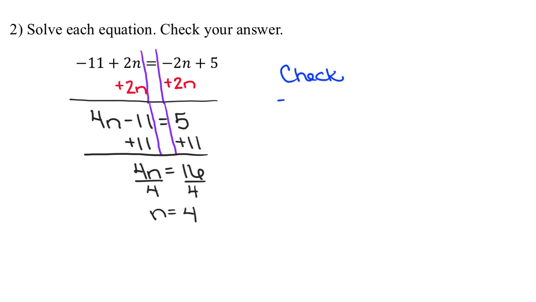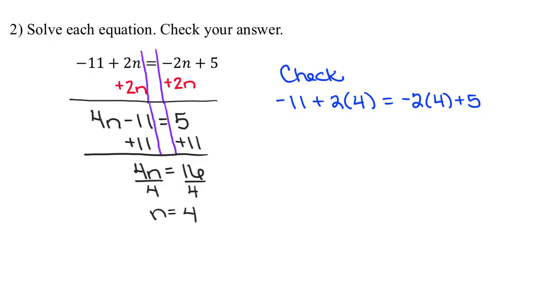So I have negative 11 plus 2 times 4. And then on the other side, I have negative 2 times 4 plus 5. We're going to look at the left side and then you're going to look at the right side.